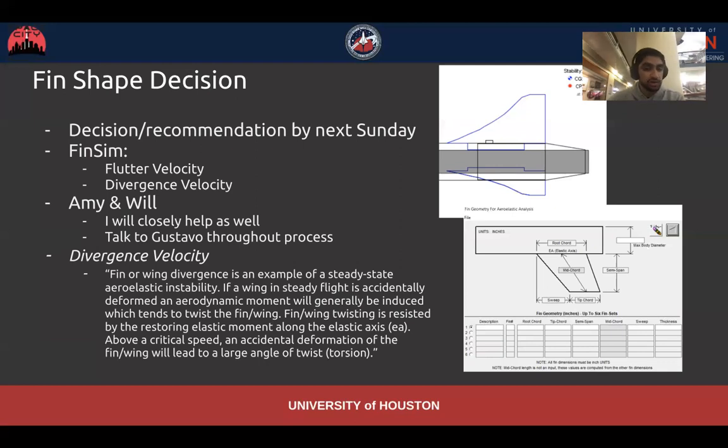So as you guys know, Mike did leave the team, unfortunately. So that leaves Amy and Will as the main responsibilities for the fin shape decision, and I will closely help you guys as well. And I think this week, unlike past weeks, it'll be important to keep in touch with Gustavo throughout the process of what we're doing.